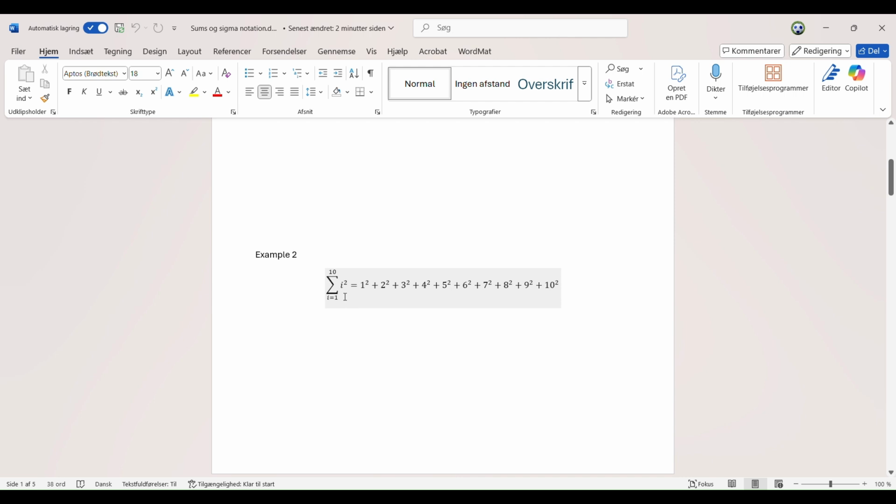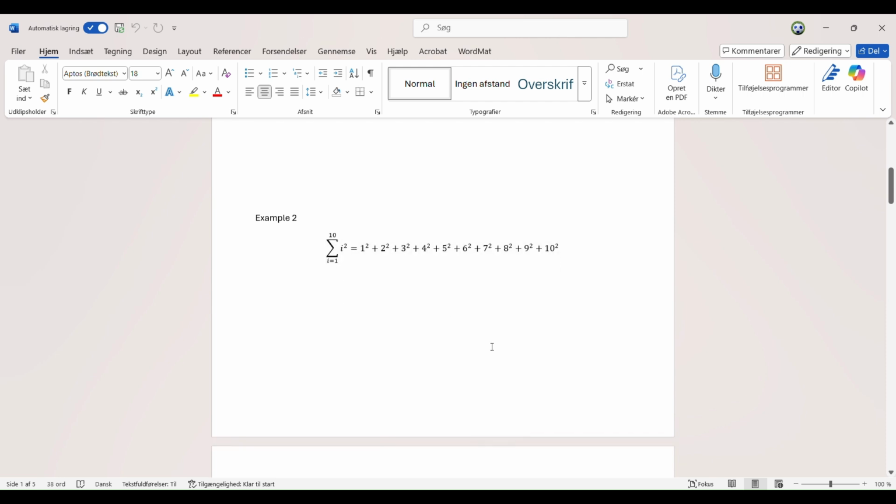So we put in the natural numbers onto I's place and we have to square them every time. So instead of writing this sum, we could just have written it as this sigma notation, where we've got this expression, upper limit, lower limit, and index.